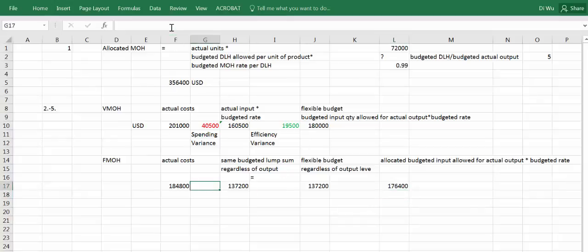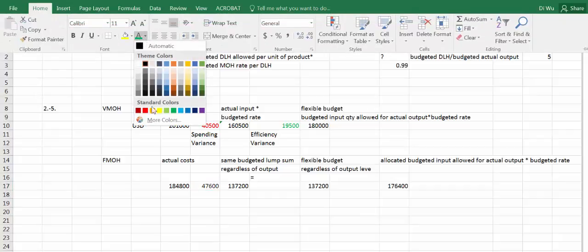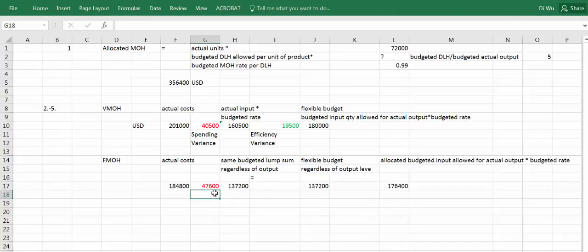For this one we can find the spending variance. Alright, so we have 47,600, and apparently this is unfavorable, because we overspent the fixed manufacturing overhead. So I'm going to call that a spending variance, and it's unfavorable. For this other one, it's actually not defined, so we don't really care whatever they call that.